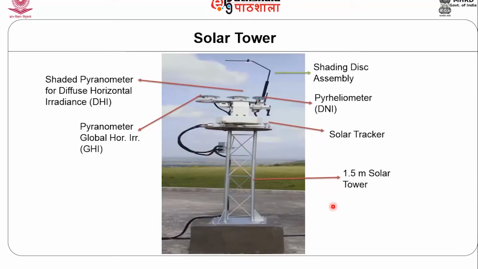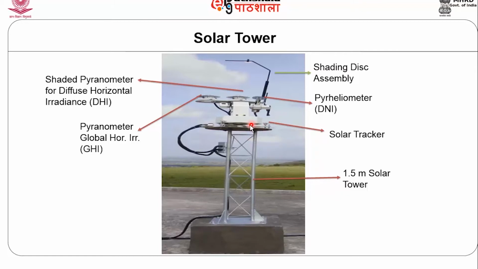Here you see the solar tower again, with the shaded pyranometer for measuring diffused radiation, diffused horizontal irradiance, DHI. It can be measured by putting a shade on the pyranometer. And this is the pyrheliometer, which takes direct or beam normal radiation. Here is the shading disc assembly, which you can operate to take a measurement of diffused radiation, and the pyranometer also gives the global radiation directly. And this is the solar tracker.